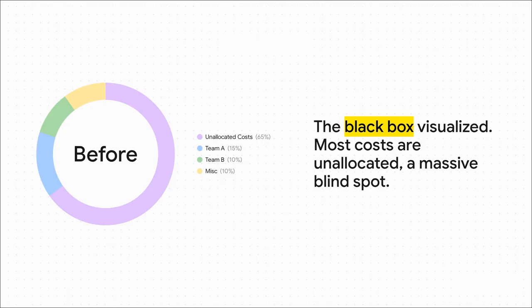This is the before picture. You've got a few little pockets of clarity surrounded by this vast, murky ocean of unallocated costs. That's not a rounding error, people. That's a 65% black hole in your budget. It's a massive blind spot that's hiding waste, inefficiency, and who knows how many missed opportunities.